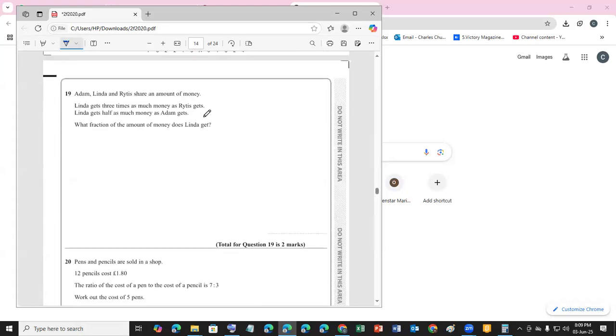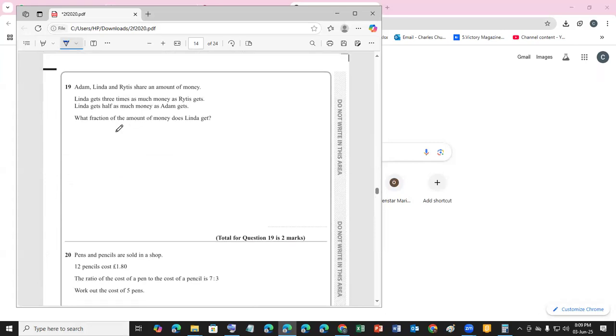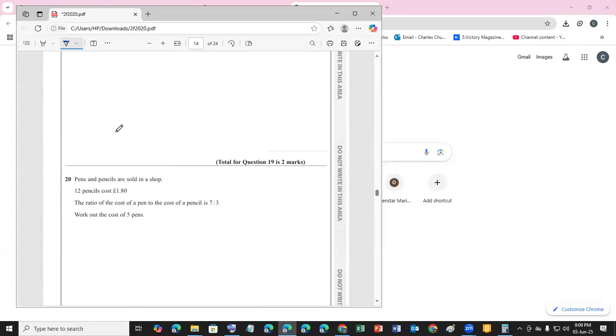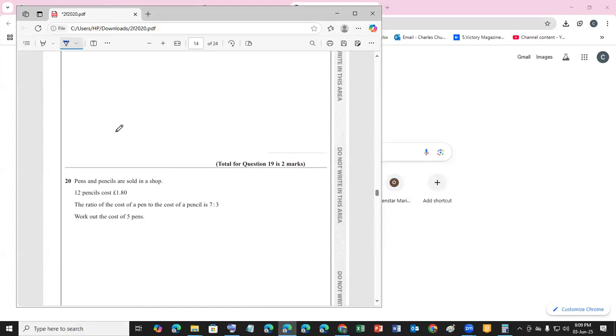Let's see. Adam, Linda, and Righties share an amount of money. Okay, I think this one too is something you can do. Pens and pencils are sold in a shop. Okay, I think you can also do number 20, right?